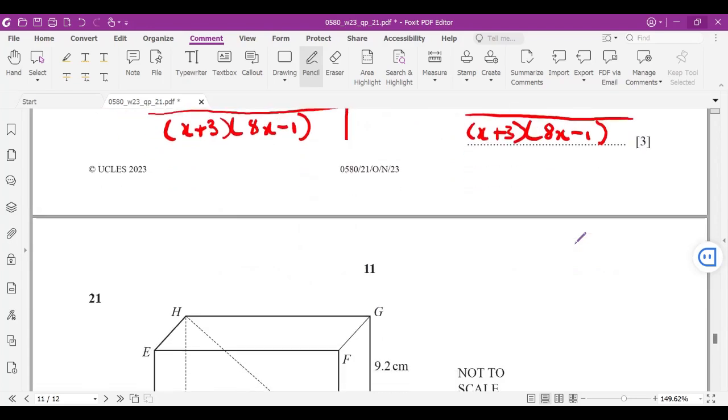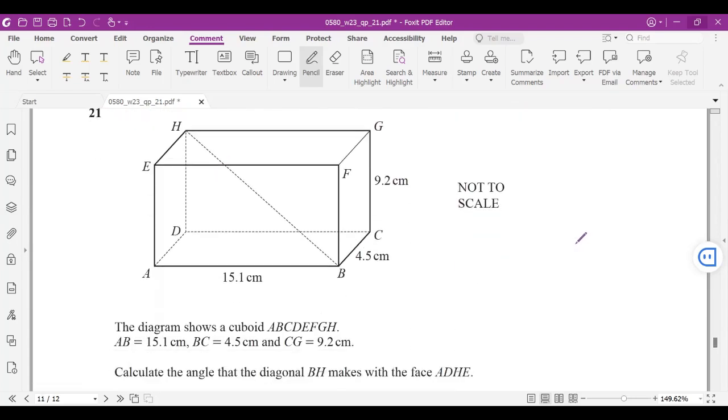We proceed to the next question, question number 21. It says, the diagram shows a cuboid, A, B, C, D, E, F, G, H. AB is 15.1 centimeters, BC is 4.5 centimeters, and CG is 9.2 centimeters. Calculate the angle that the diagonal BH makes with the face ADHE.